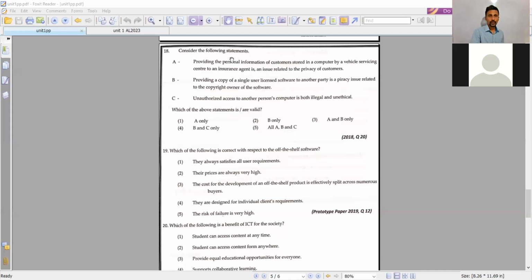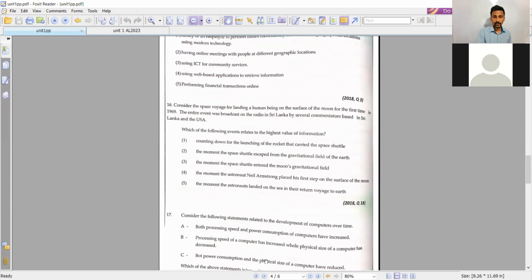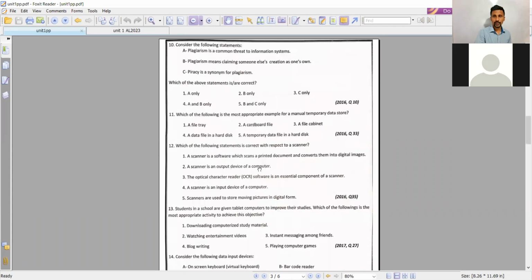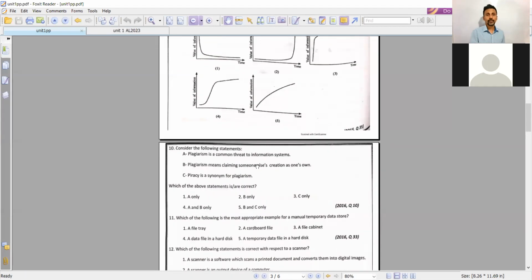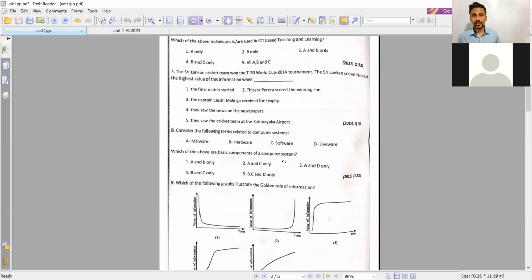While you are doing that, I will go to the seventh question, because one of you asked how to get the answer for that one. Okay, the seventh one, right? The Sri Lankan cricket team won the T20 World Cup 2014 tournament. The Sri Lankan cricket fans had the highest value of the information when, right?